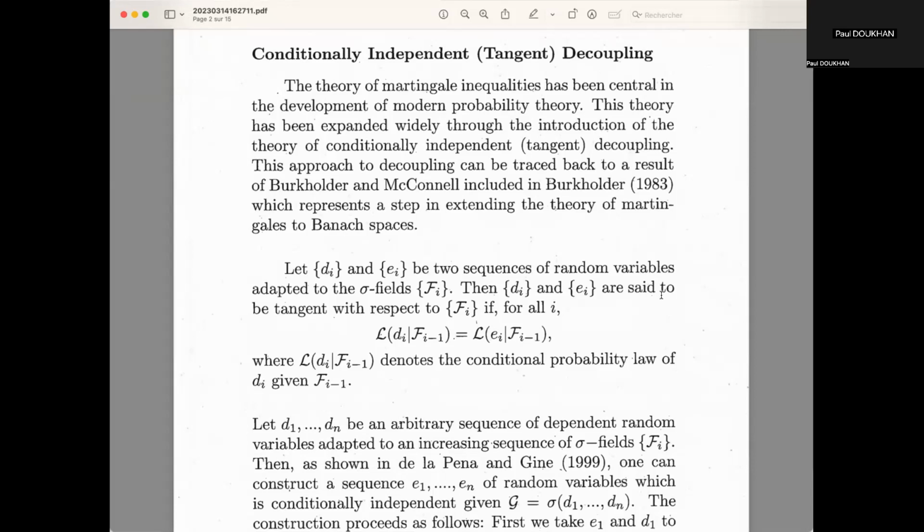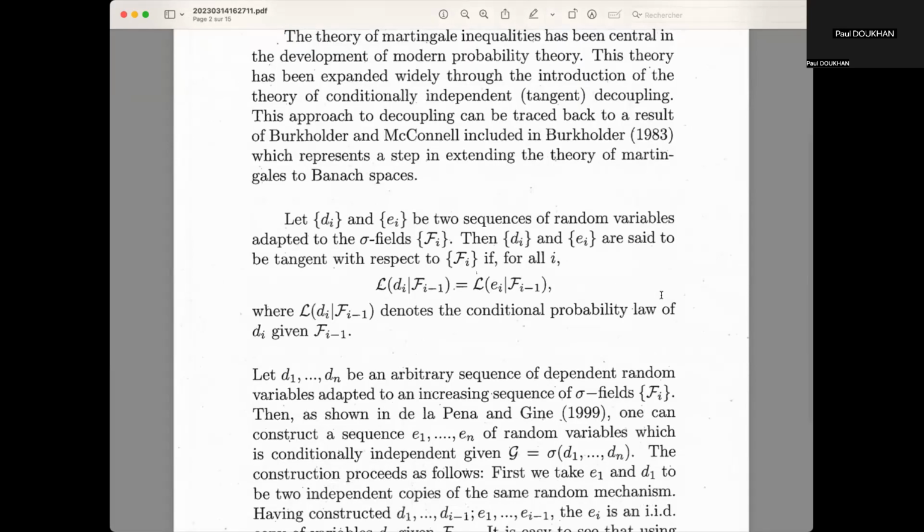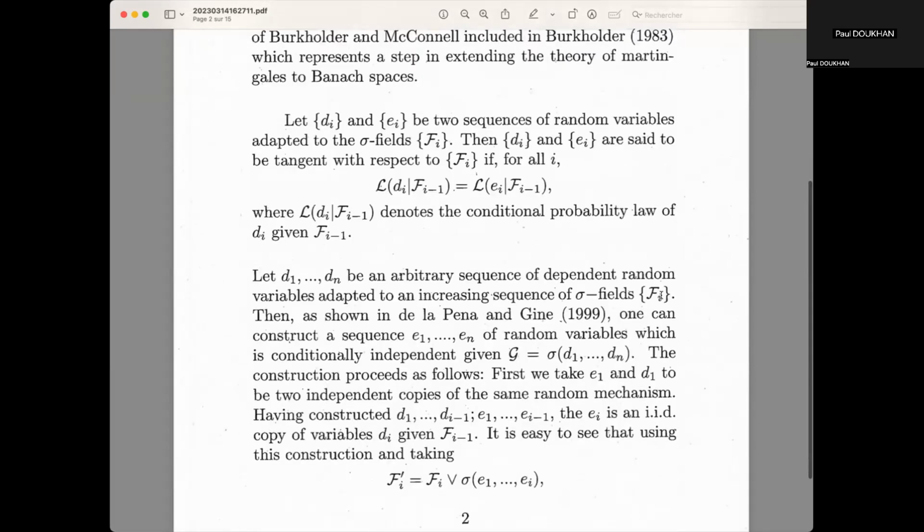Okay, so there's a little bit of measure theory that needs to be understood so that you can get the sense. I will give you some inequalities about this. So suppose that you have two sequences of random variables adapted to the same sigma fields F sub i. Then the sequences d sub i and e sub i are said to be tangent with respect to F sub i if for all i, the conditional law of d sub i given F sub i minus 1 is equal to the conditional law of e sub i given F sub i minus 1.